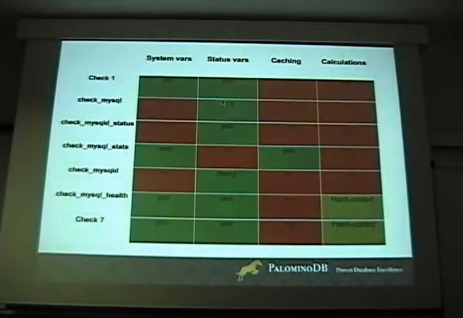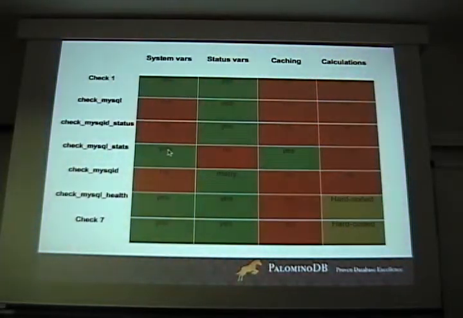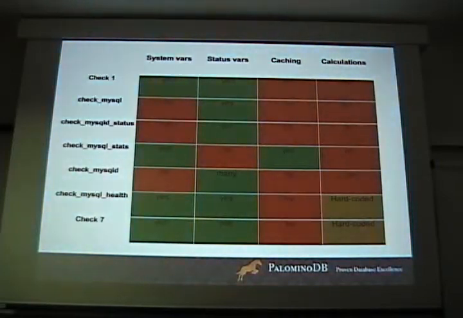Check MySQL. You can do one status variable, but no system variables. Check MySQL status, same thing. Check MySQL stats, you can check one system variable, and it did actually cache things, which was very nice to see. But you can only check one system variable. So you can check what max connections is? You can't check a status, you can't check threads connected, right? You can't check query cache hits, if you care about whether you have a query cache or not. You can't check any of the statuses that are happening.